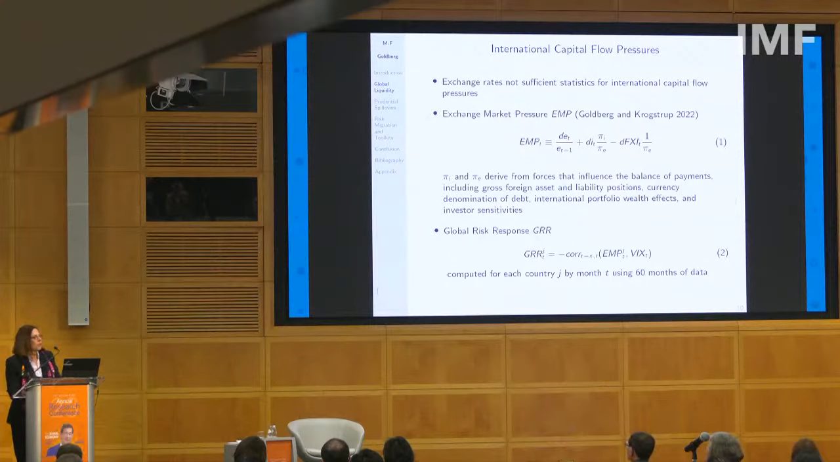We compute monthly series for the EMP for a large group of countries, and we use this to demonstrate today, and in our research, the evolving risk sensitivity of international capital flow pressures. Our Global Risk Response Index is a rolling 5-year correlation between exchange market pressure and a measure of risk sentiment. And in my comments today, I'll be working with the VIX.